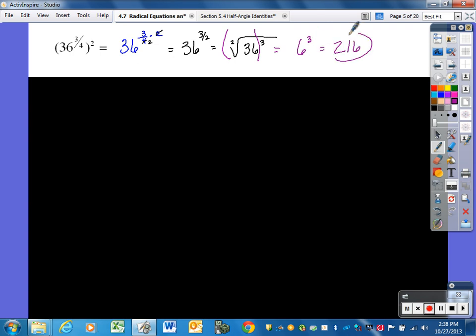Power to power, we should multiply. So 36 to the 3/4 times 2. 4 and 2 reduce. So I have 36 to the 3/2. Make my radical. Base 36. Power 3 over root 2. Evaluate root part first. 6 cubed, 216.